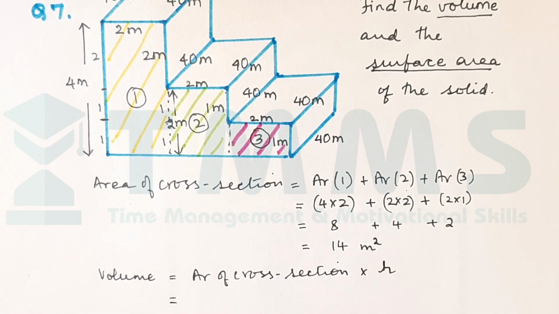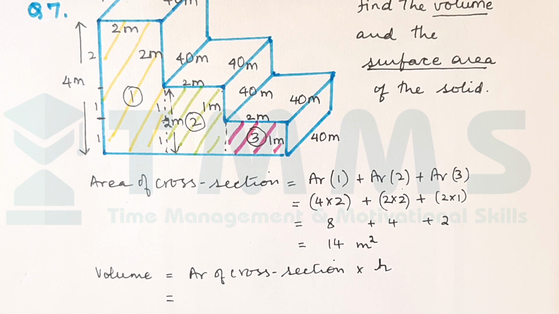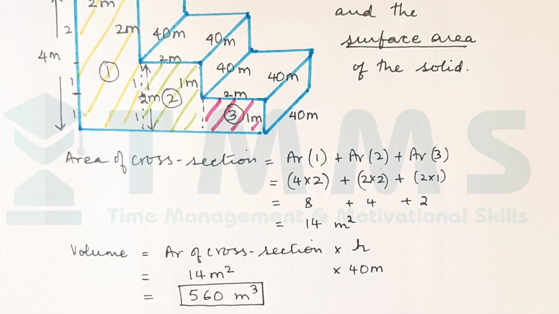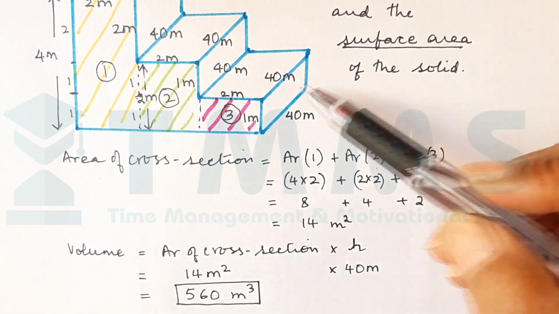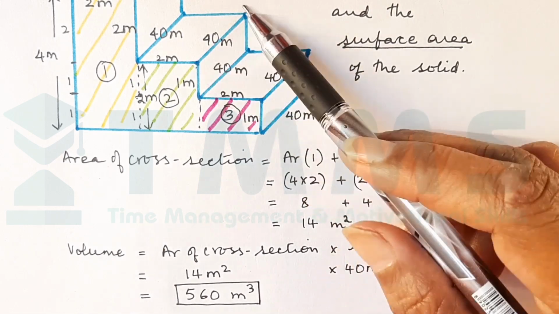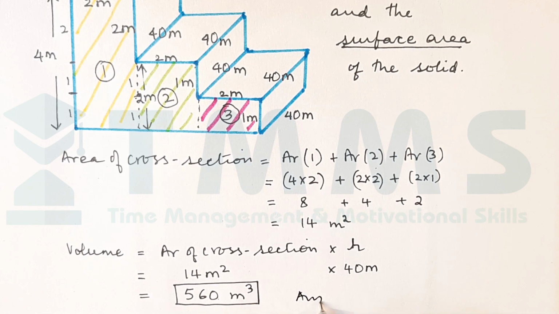Okay. Now you are going to substitute. Get the answer fast. Check your steps. Area of cross section we already found. Height is this 40 meter, 40 meter everywhere. Can you see that? So that is 40. 14 4s are 56, and this 0, that will give us 560 meter cube, and that is our answer 1.